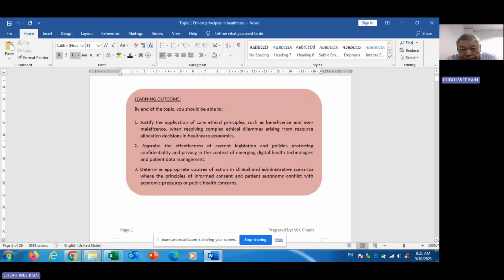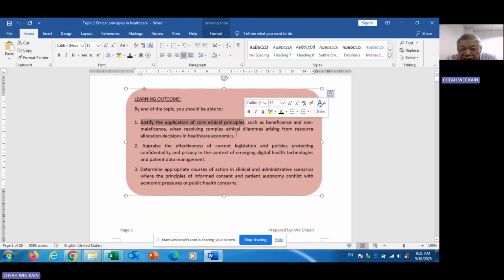This is the learning outcome. What you will get from this session, you should be able to justify the application of core ethical principles. Okay, we will talk about what they are later on. Appraise the effectiveness of current legislation and policy protecting confidentiality and privacy. Last one, determine the appropriate course of action in clinical administrative scenarios.